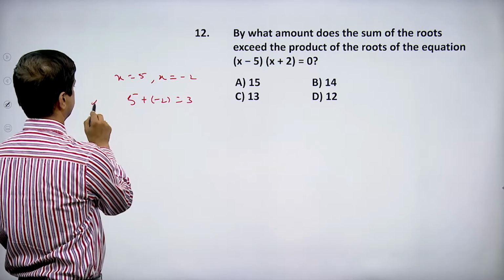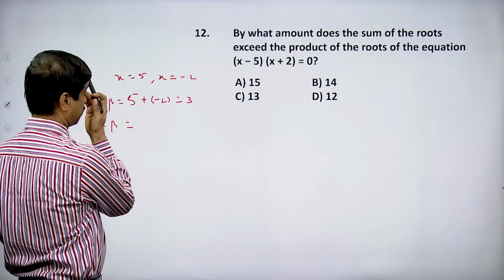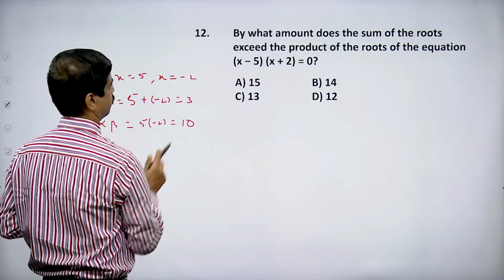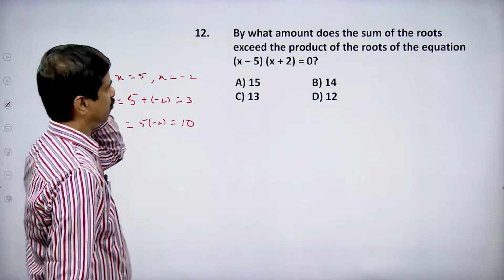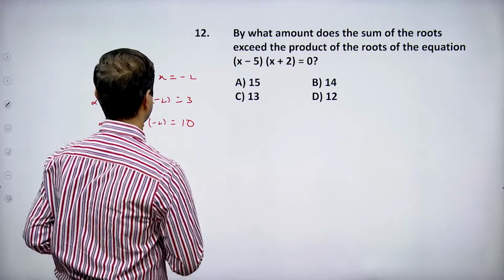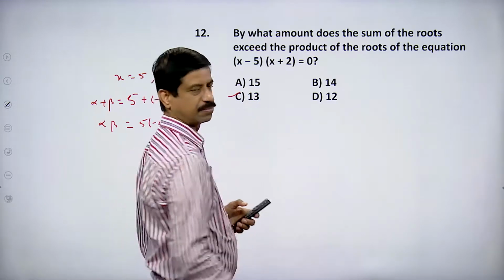this is sum, alpha plus beta. Product of roots is what? 5 into minus 2, that is minus 10, okay. Now by what amount does the sum of roots exceed, means you should take the difference. 3 minus of minus 10 is 3 plus 10, that is 13, right?